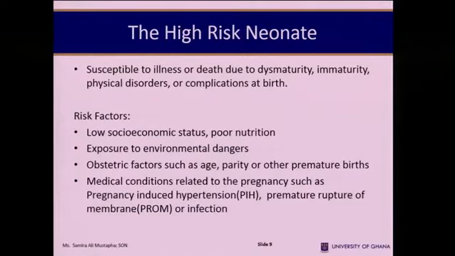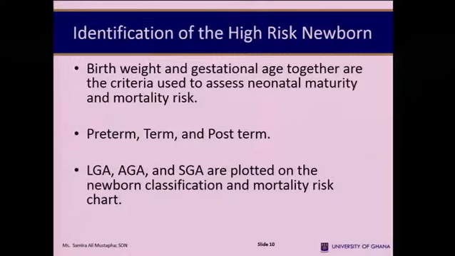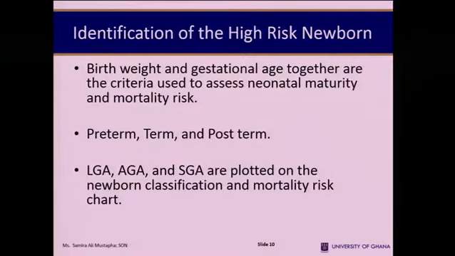sepsis. So we have to ask ourselves, when we talk about the high-risk neonates, which category of babies are affected? It's important to note that the preterm, the term, and the post-term, that is to say, all categories of babies can become high risk. And also, it is important to know that an infant, whether a newborn, whether preterm, term, or post-term, can also be large for gestational age, average for gestational age, or small for gestational age.